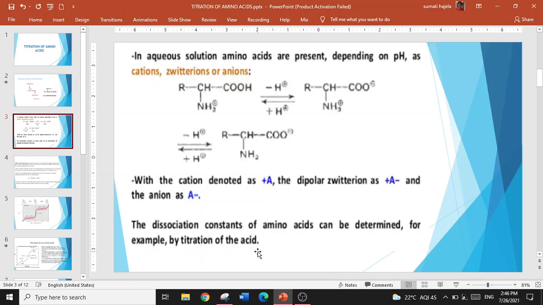Titration, you already know that in an acid, some moles of alkali are added, as a result of which water molecules are formed, and this is how acid is titrated with the help of alkali, and various molarities, pH and various properties of that acid can be found out by doing this experiment, by doing titration.